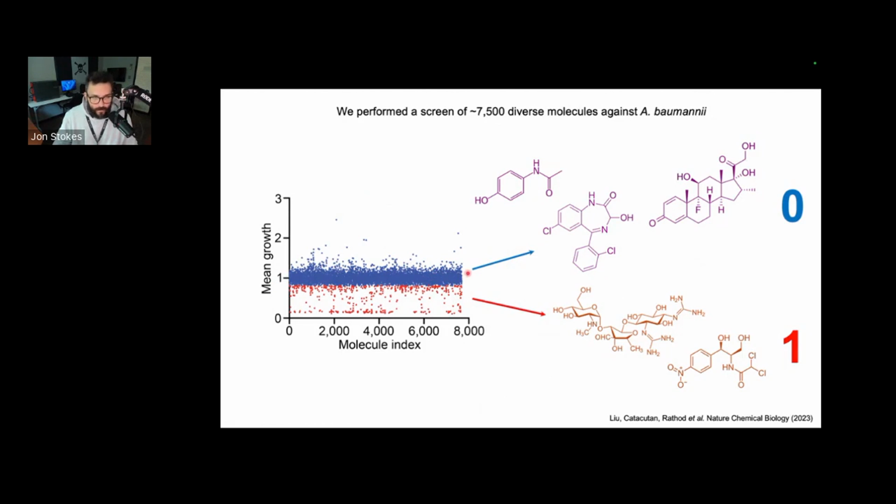All the molecules in blue, non-hits, we labeled them with a 0. All the molecules in red, which are growth inhibitory according to this hit cutoff, we labeled with a 1.